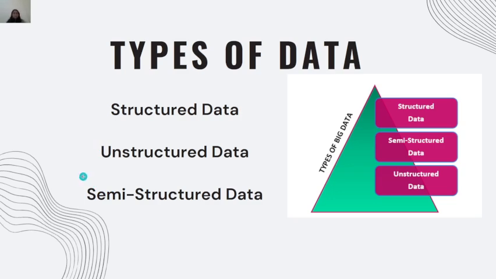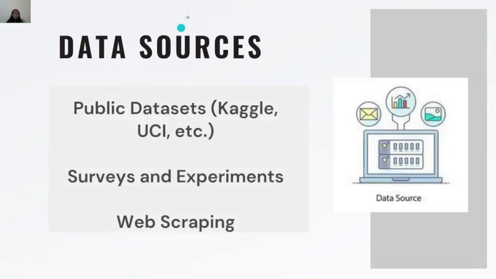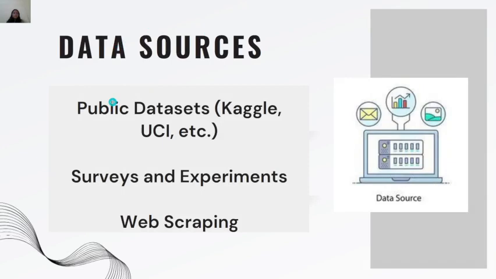Okay, so now we know the types of data. So where does this data come from? Next we have data sources. Okay, so where does the data come from? The question arises. Here are some common sources. First is public data sets. A website like Kaggle or UCI offers a large collection of data on various topics from healthcare to finance.